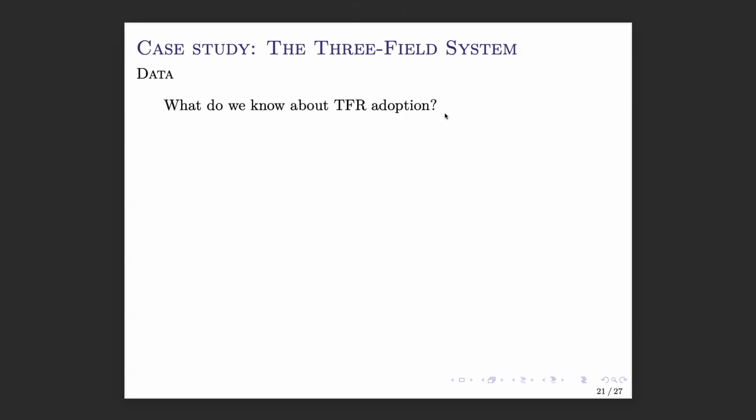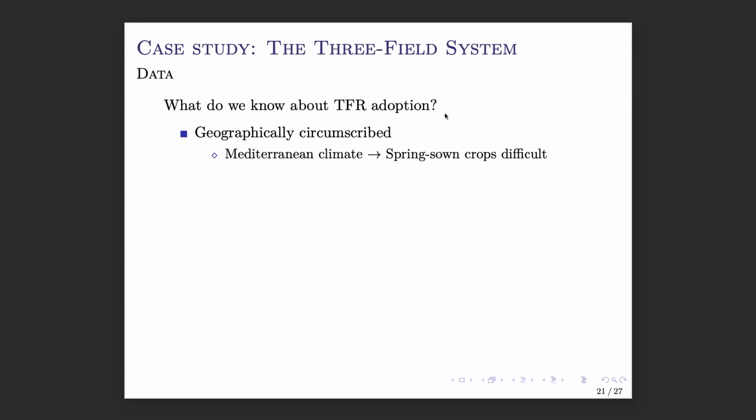So what do we know about the adoption of the three-field rotation system? We know it's geographically circumscribed to some extent. Mediterranean climates make spring-sown crops difficult, and that makes the three-field system difficult. There's also, as I learned this summer, working on this, rich historical documentation, most of it narrative, but that's okay, on the implementation of the system.